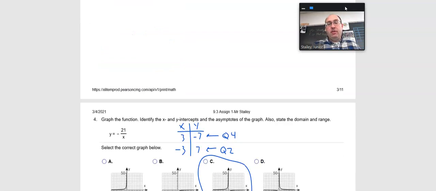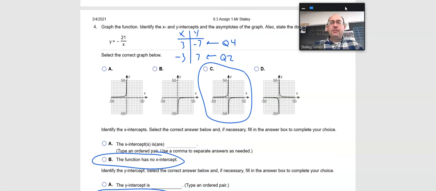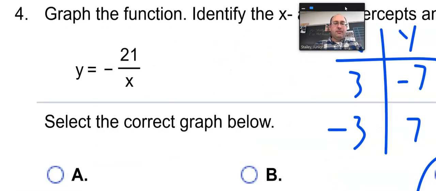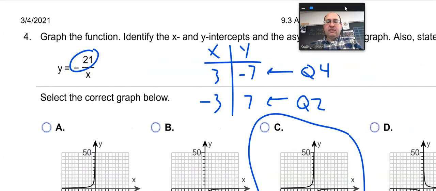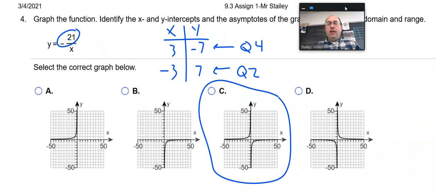Now, if they move that around on me, well, then that's an issue. So, once again, you can see that. Let me zoom in on this. We got a negative number. So, if I plug in a positive 3, I'm going to get a negative 7. And if I plug in a negative 3, I'm going to get a positive 7. That sounds like quadrants 2 and 4. And that's exactly right, which is why it's letter choice C. Quadrants 2 and 4.